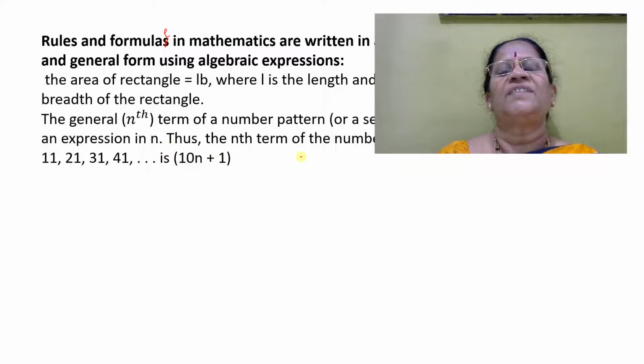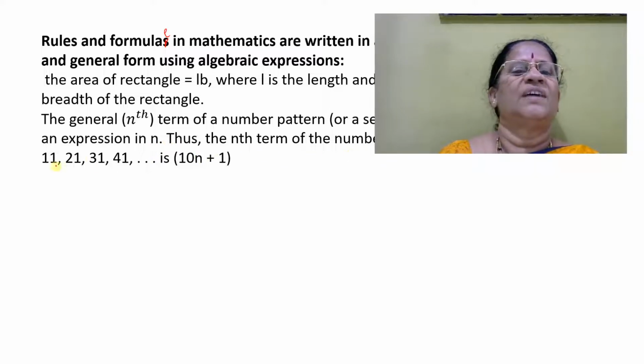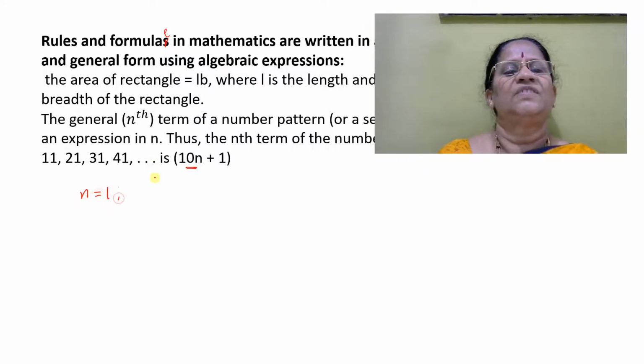So thus, the nth term of the number pattern, that is 11, 21, 31, 41. So how do you represent this? This is 10n plus 1. If you give n equals 1, then this becomes 10 into 1 plus 1, which is 10 plus 1 is 11.